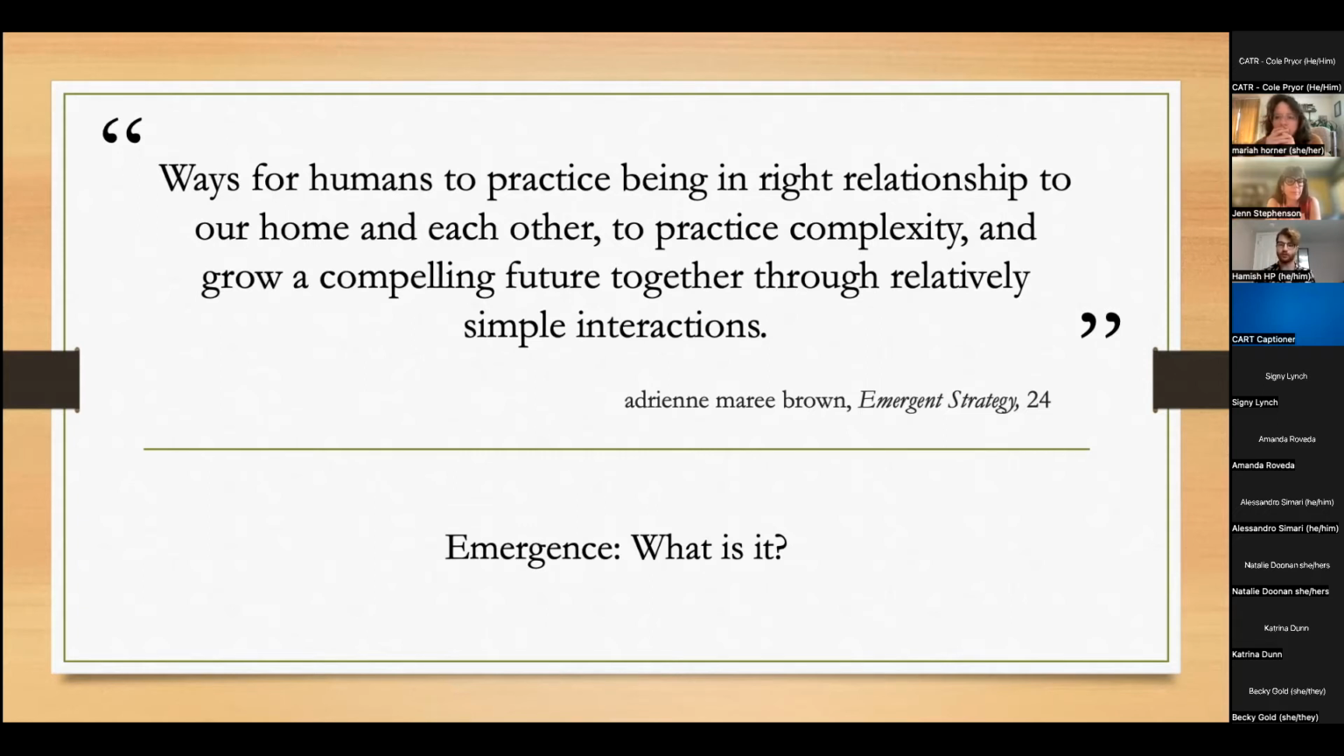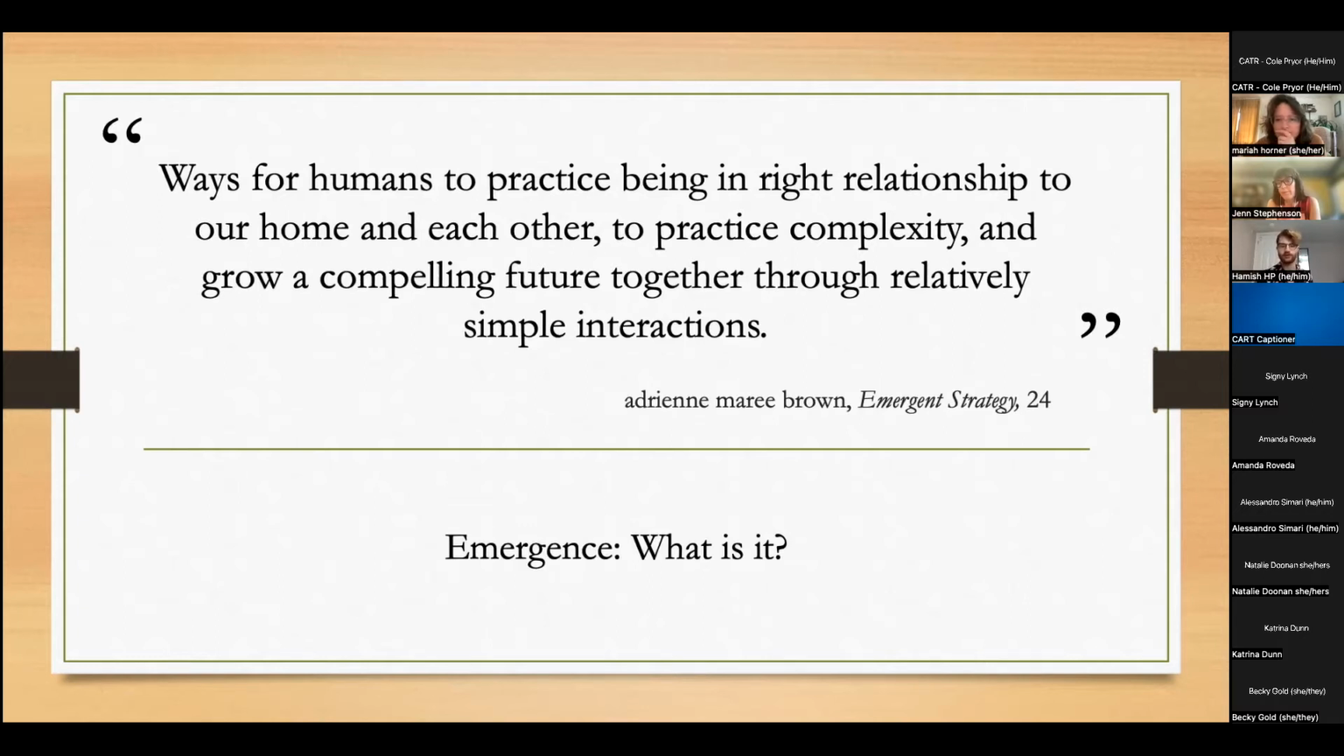Emergent strategies work to create, in Brown's words, ways for humans to practice being in right relationship to our home and each other, to practice complexity, and grow a compelling future together through relatively simple interactions. Emergent strategy is how we intentionally change in ways that grow our capacity to embody the just and liberated worlds we long for.